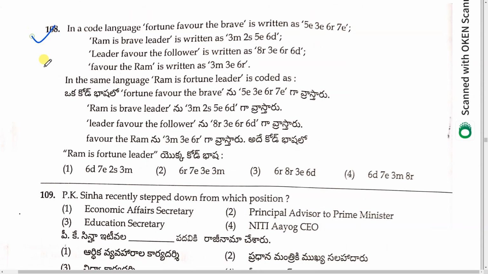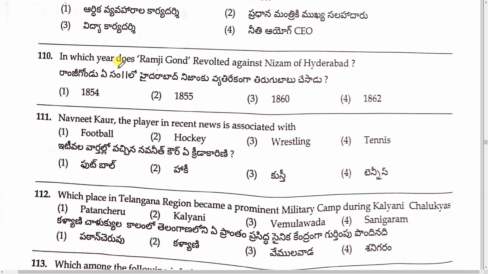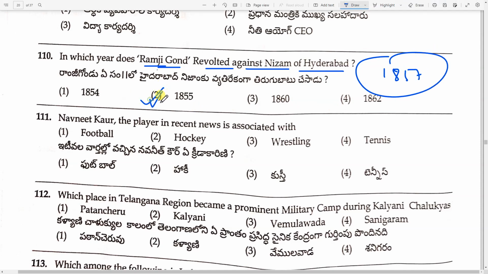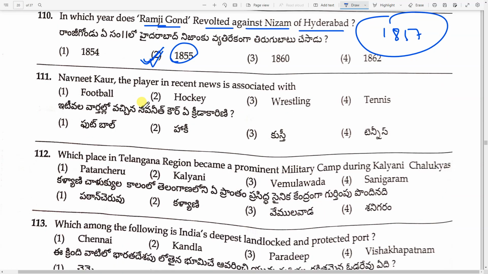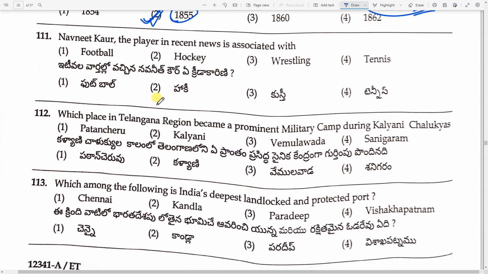Again, this is the reasoning question, but the correct answer is 1. PK Sinha recently stepped down from which position? PK Sinha was principal advisor of the Prime Minister. In which year did Ramji Gond revolt against the Nizam of Hyderabad? The answer is 1857, but here the option is not given, so it may be 1855, or maybe some other year also. I found 1857 is the year.